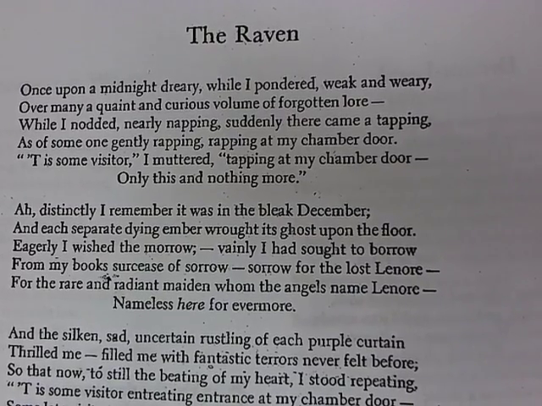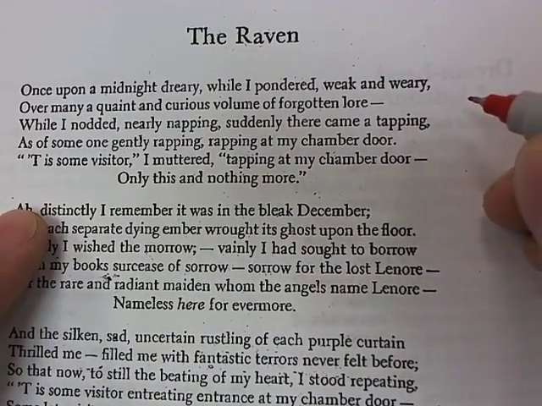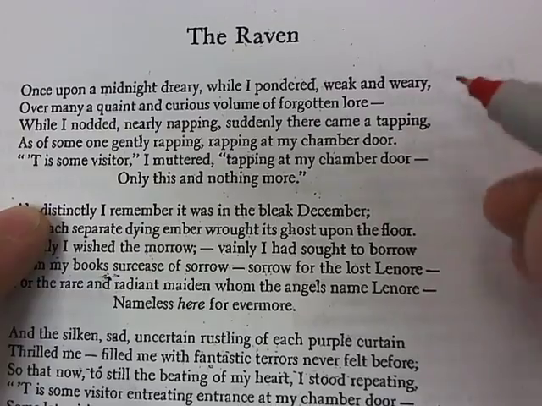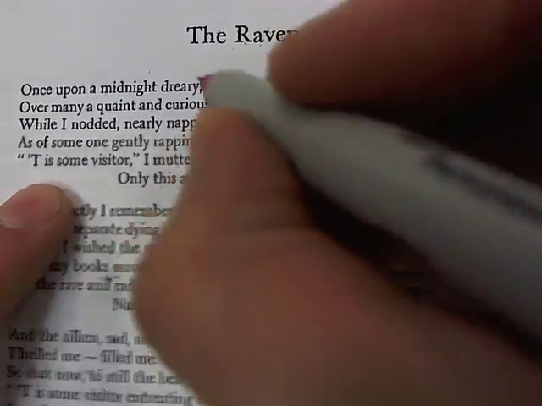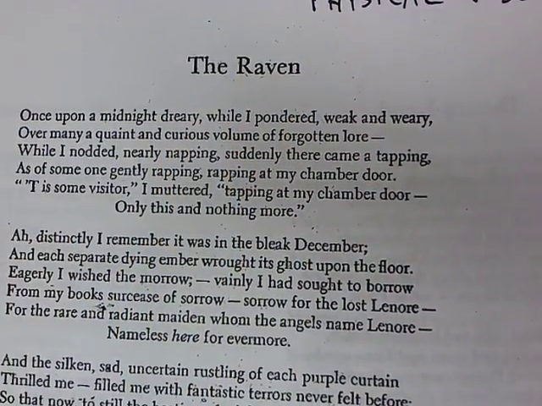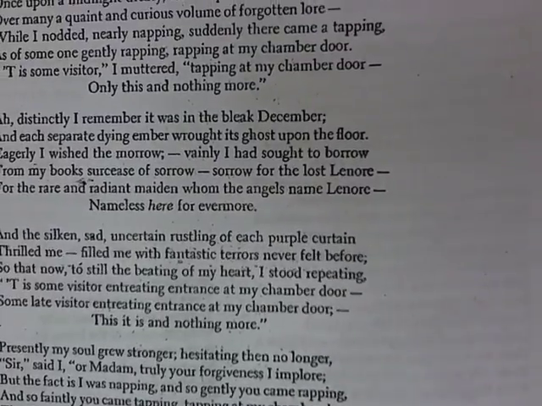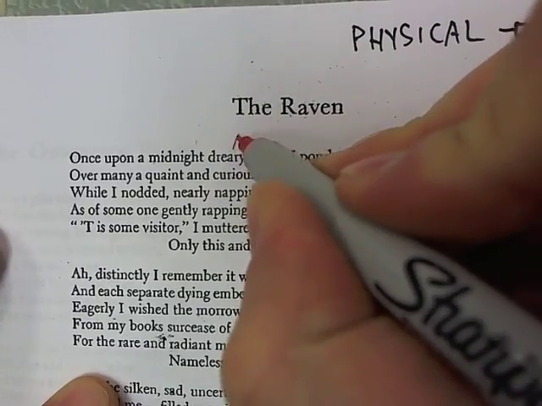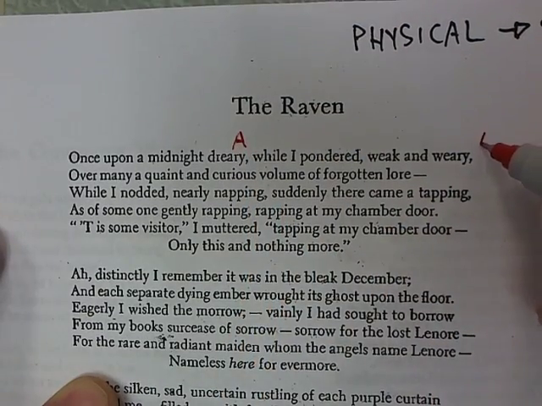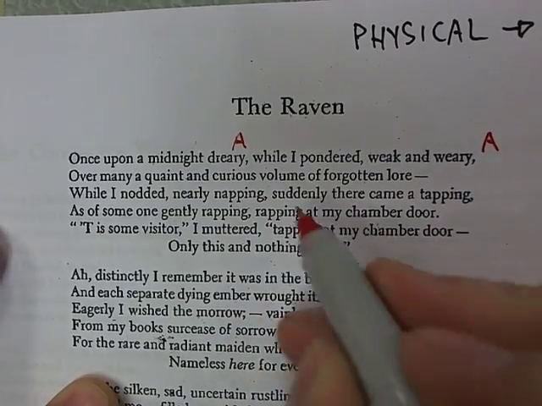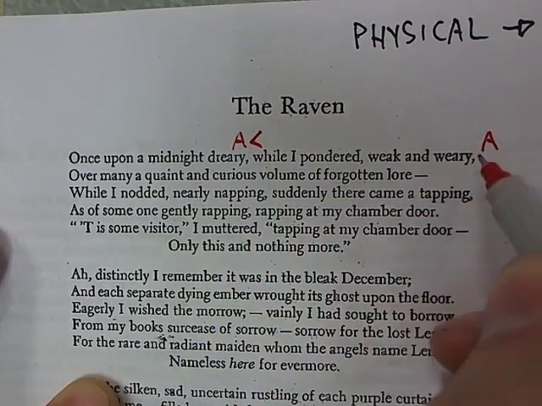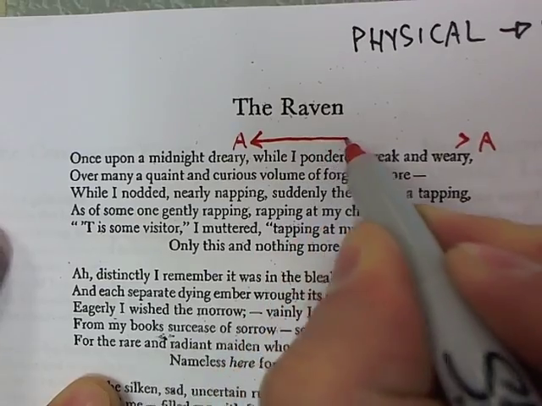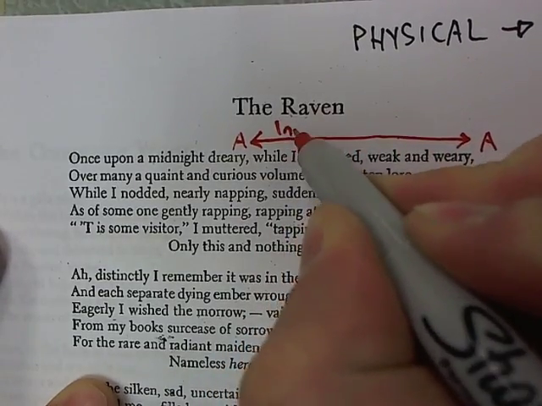So rhyme. To talk about rhyme, one of the things that we talk about is rhyme scheme, if there's a regular pattern of rhyme. And this is how we do it. We find the first rhyming word. In this case, it's weary and dreary, which, incidentally, is also inside the line. And when you have rhyming words that go inside the line like that, we call that internal rhyme.